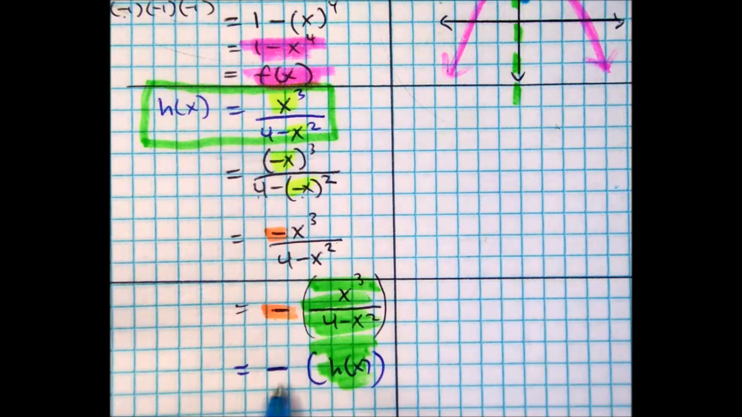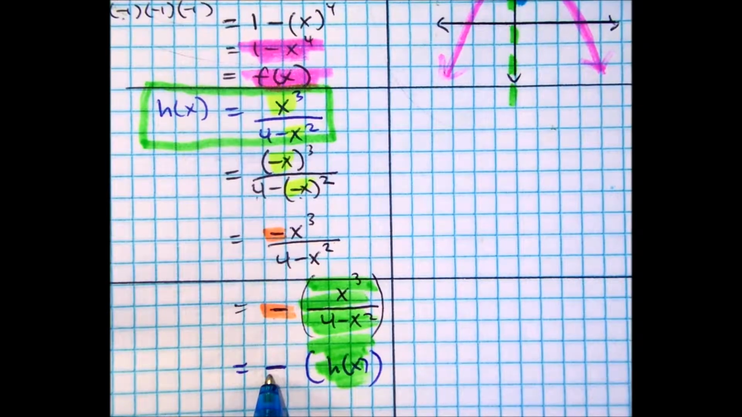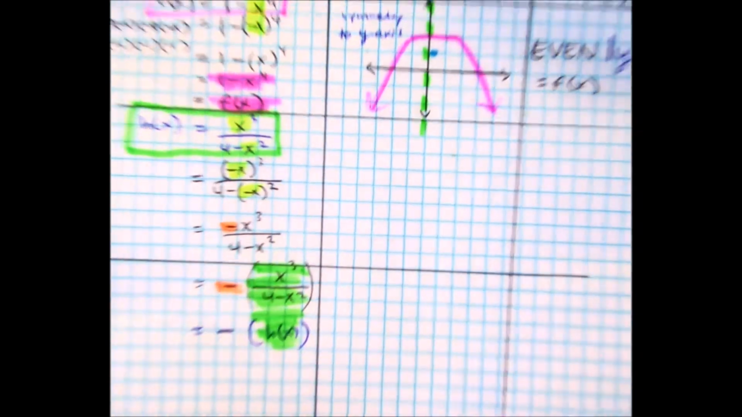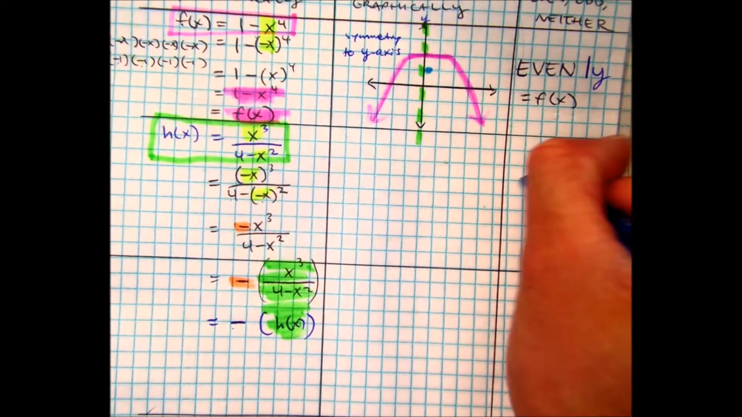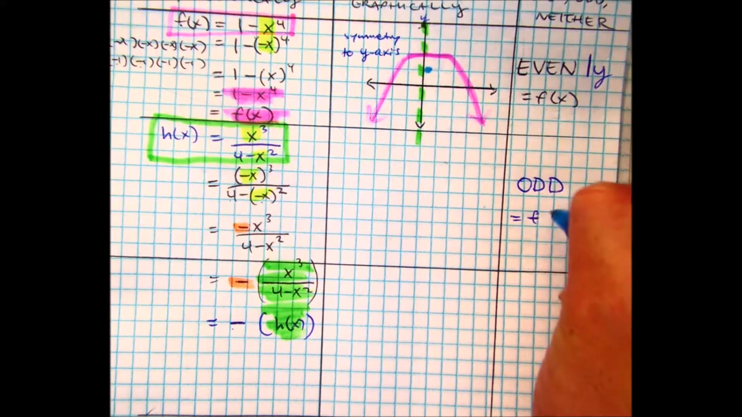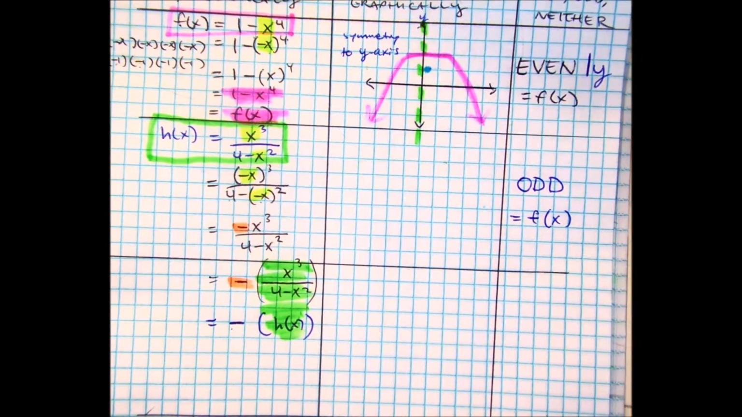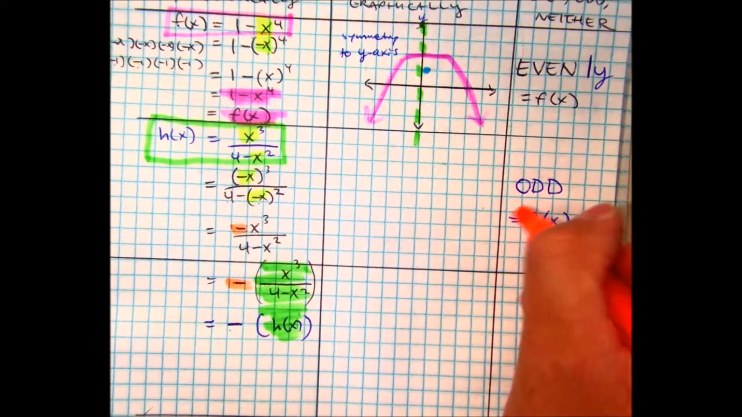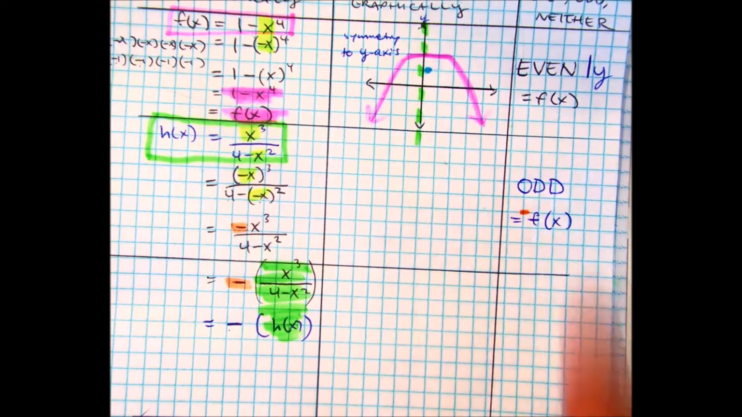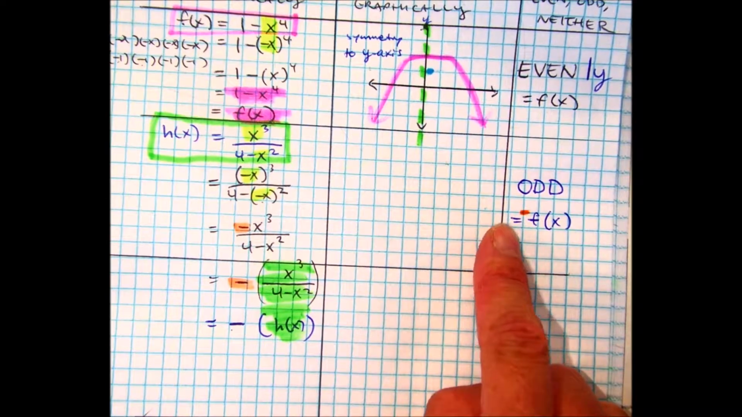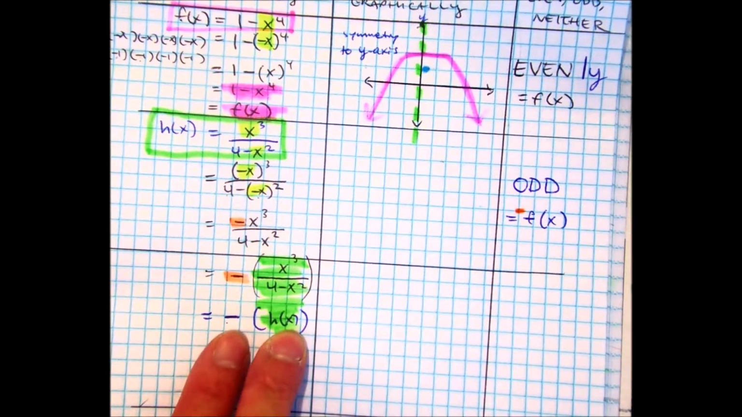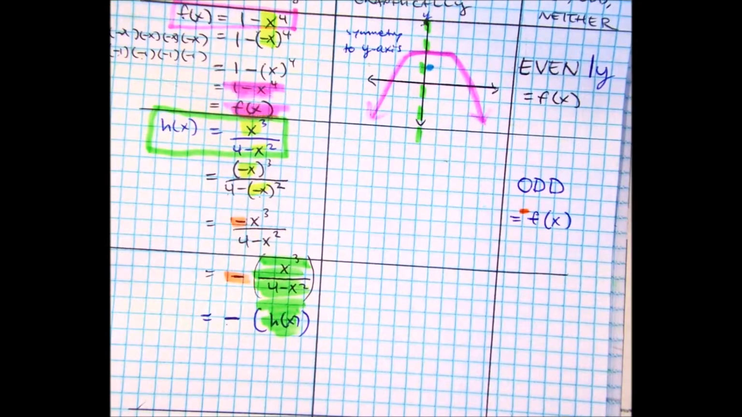When the problem is the opposite of what you started with, this is an odd problem. And I forgot the minus sign. Odd equals the opposite of f of x. Do you see that? Let's go ahead and graph it.